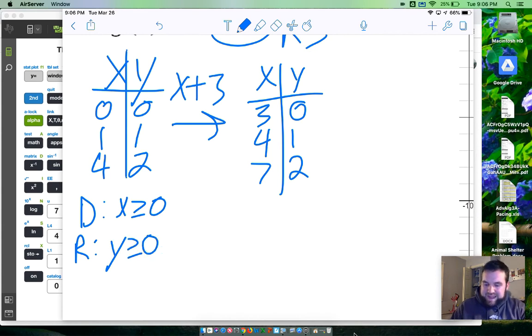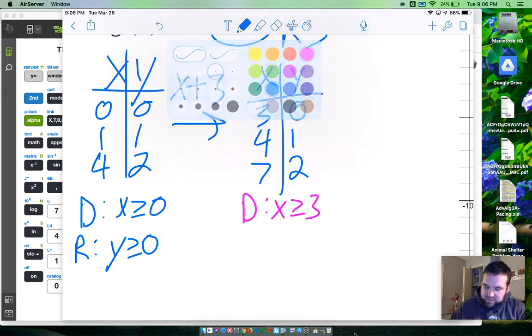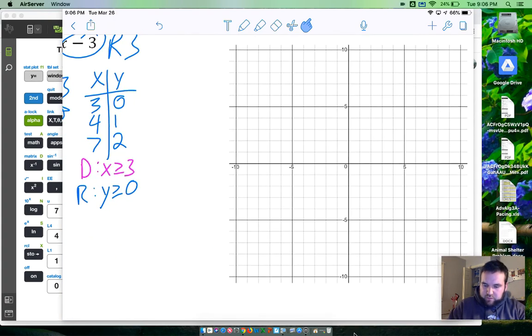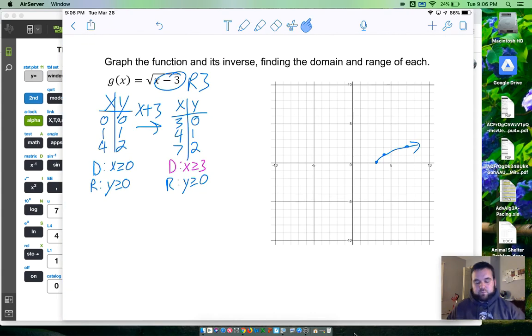Okay. Since I added 3 to the x values, that means I'm going to add 3 to the domain value. So here the domain is going to be x is greater than or equal to 3, and the range is going to stay the same as y is greater than or equal to 0. Let's go ahead and graph this quick. 3, 0, 4, 1, and 7, 2. There's my graph right there.